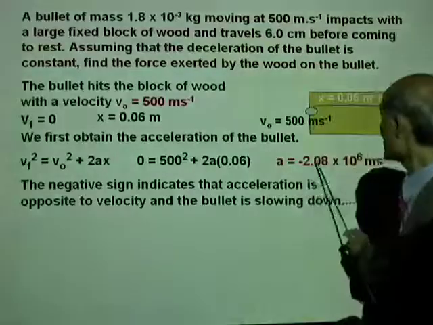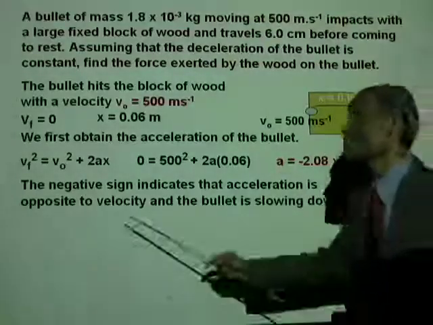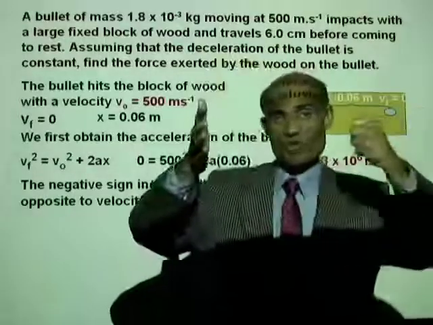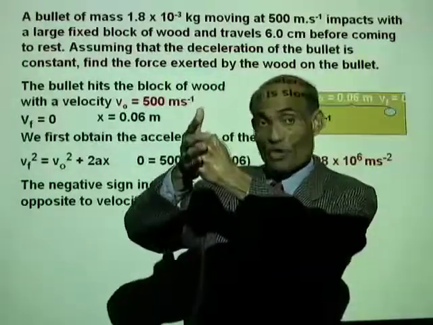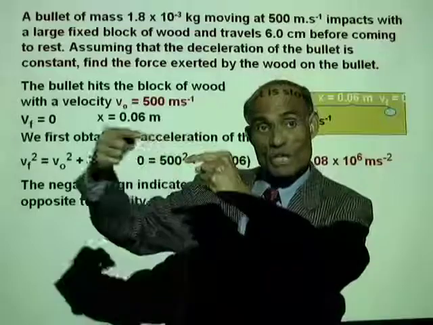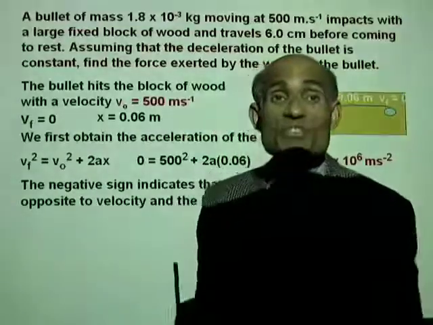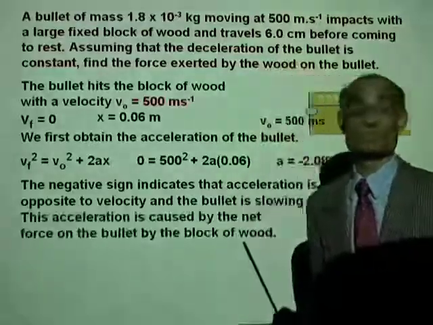The negative sign indicates that the acceleration is opposite to the velocity. The bullet is moving forward. The force applied by the wood is in the opposite direction. That means the acceleration is opposite to velocity.